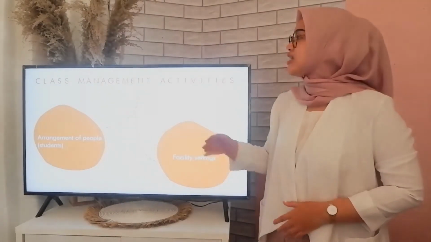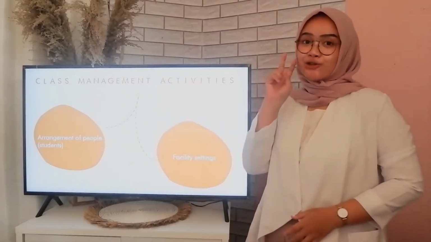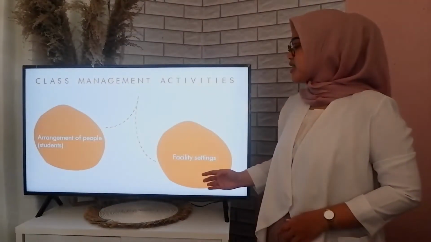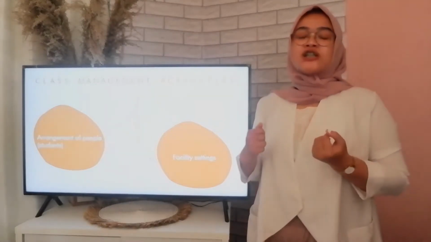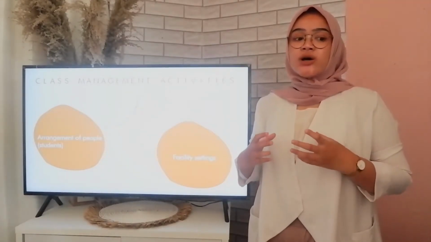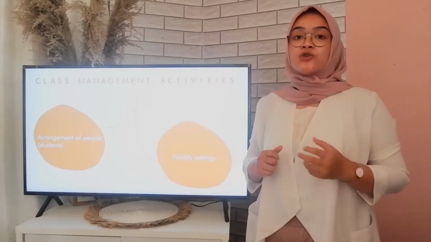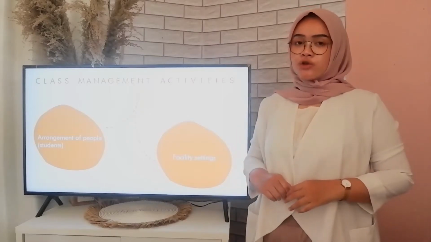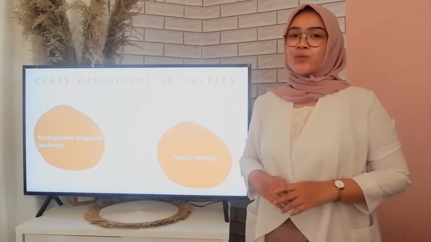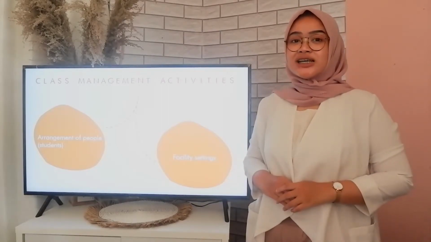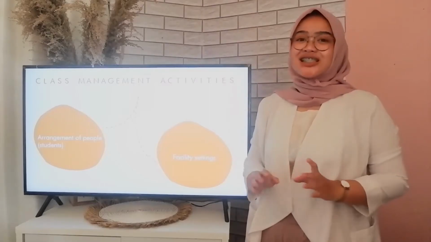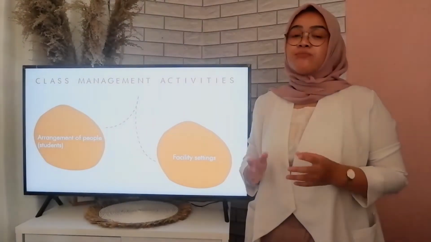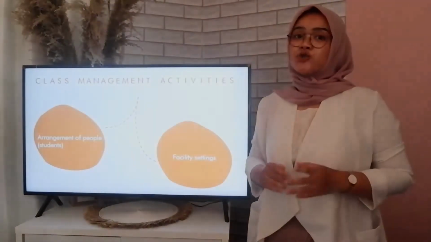Okay, let's move to the class management activities. As you can see, the class management activities are divided into two. The first one is the arrangement of people or students, and the next is facility settings. So, students arrangement means we arrange the students according to the rules that we make. For example, don't fight in the classroom, don't eat in the classroom, or if you have a question, raise your hand first, just like that.